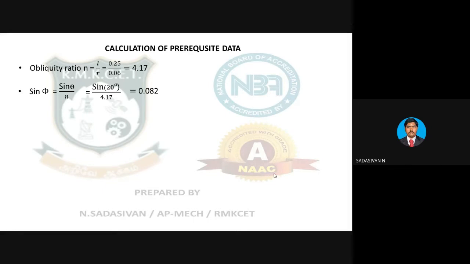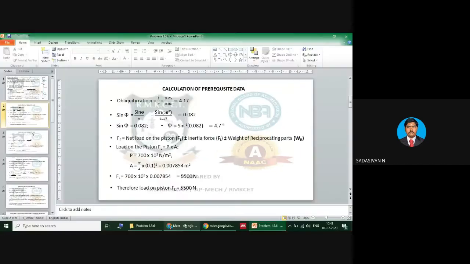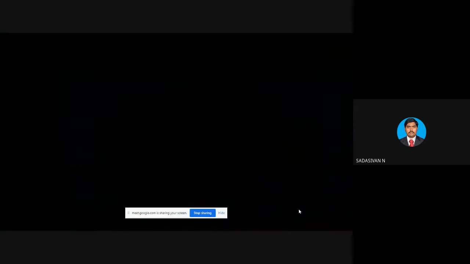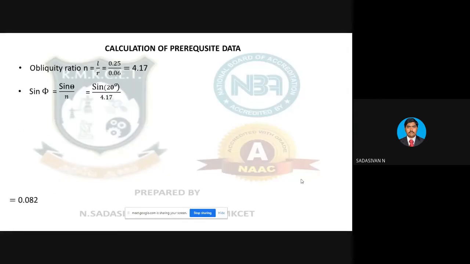Right. So now we'll do the sin inverse to get the value of phi. Sin phi equal to 0.082. Phi equal to sin inverse of 0.082. Try to find the angle. What is the value of this connecting rod inclination angle, phi? So that is 4.7 degree.